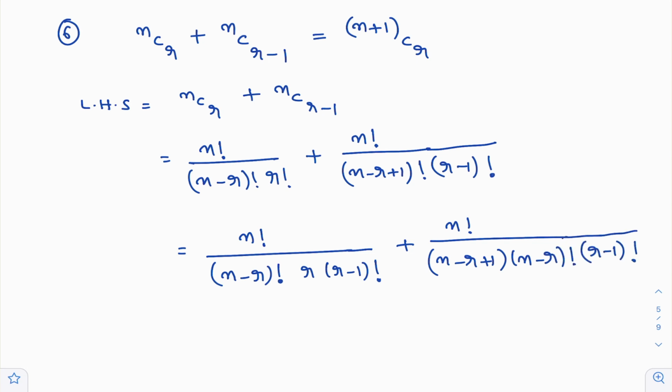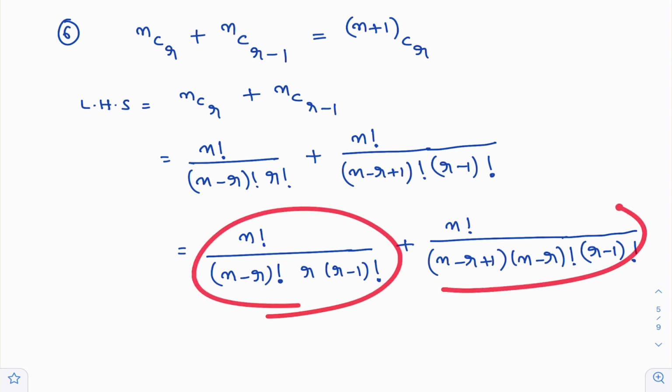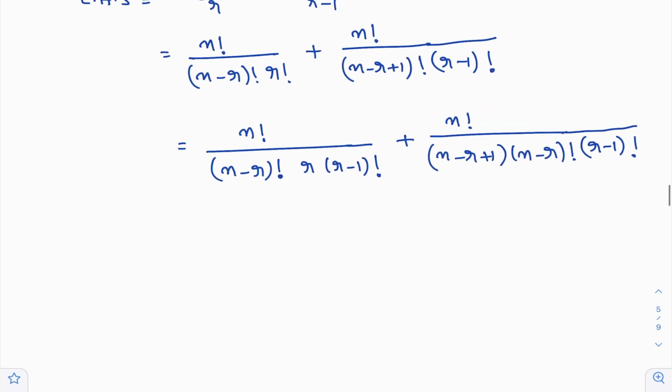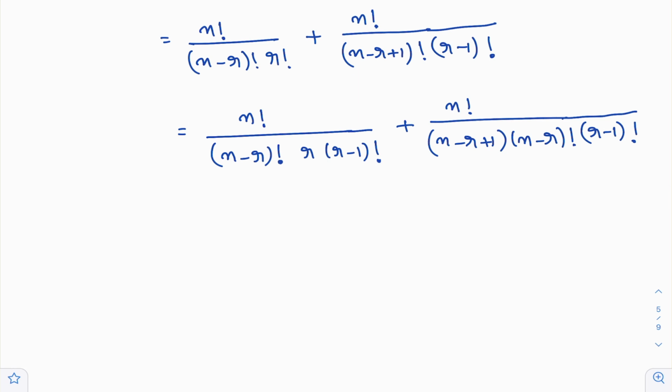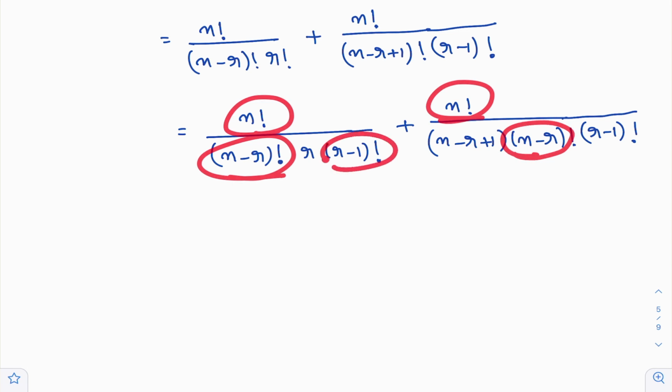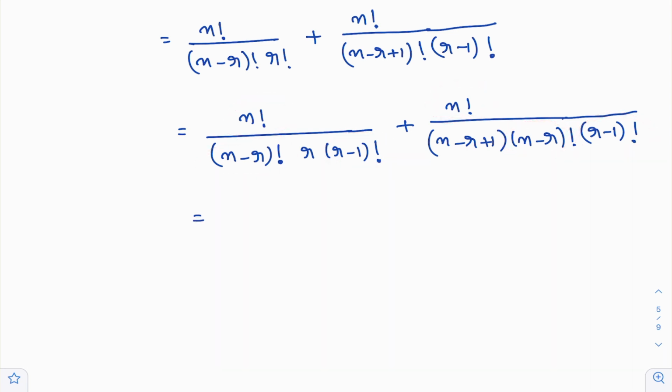Now I'll take common from these two terms. You see, n factorial is there in both terms, also (n minus r) factorial and (r minus 1) factorial. These things are common in both terms. Take them common, then what you will get is n factorial divided by (n minus r) factorial into (r minus 1) factorial. If we take these common, what is remaining? Here, r is remaining.